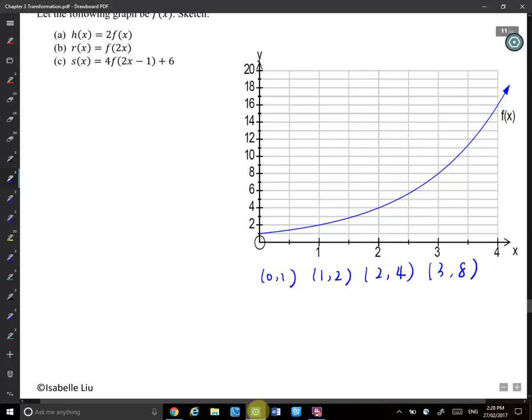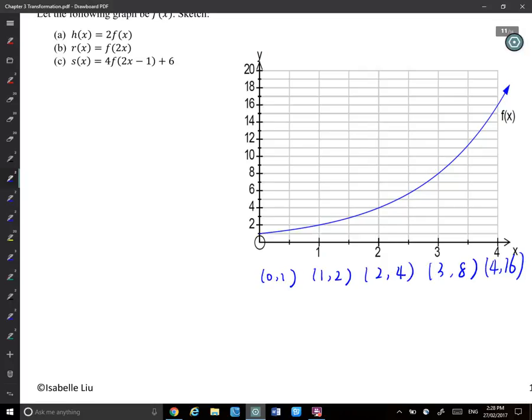And the points 4 and 16. Okay, what function is that? What kind of graph? Quadratic, linear, polynomials, square root, cube root, square, exponential, logarithm. Which one is that? Can you realize? Can you see that? Okay, 0, 1, 1, 2, 2, 4, 3, 8 is all 2 to the power of the x value. It's an exponential graph.